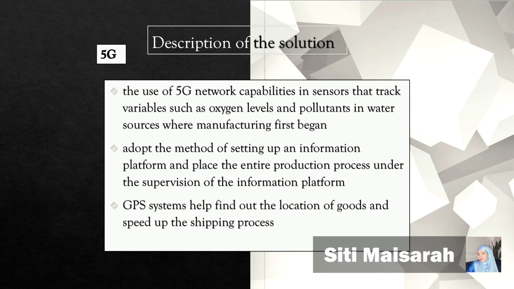The flexible packaging will adopt the method of establishing an information platform and putting the entire production process under the supervision of the information platform, using a wide range of sensors in order to realize the intellectualization of the entire production process. And last, GPS systems help find out the location of goods and speed up the shipping process.